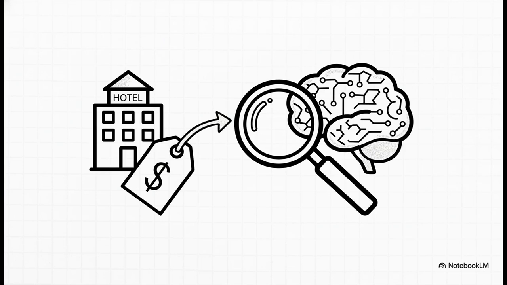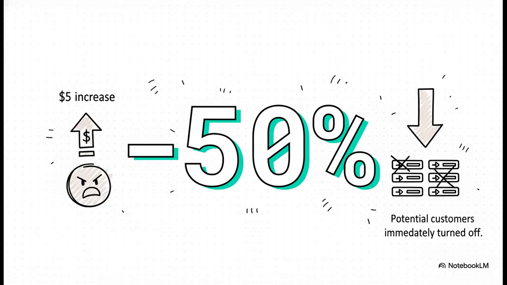Let's make this really concrete. Let's walk through a scenario. Imagine a hotel manager decides to raise the nightly rate by just $5. Seems pretty tiny, right? Almost insignificant. Well, let's see what the data shows. That tiny $5 increase causes the number of people clicking on that hotel's link to drop by a staggering 50%. Think about that. Half of the potential customers are immediately turned off and scroll right past. For the manager, the feedback from the market is instant, and it is absolutely brutal.